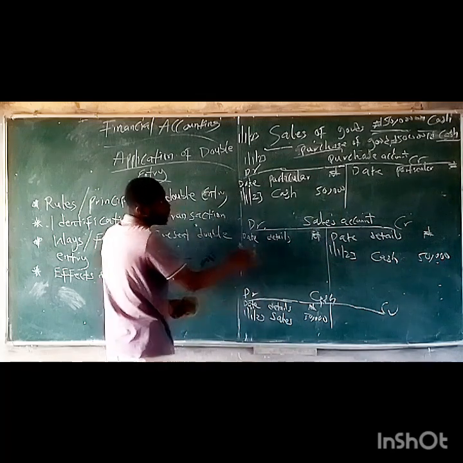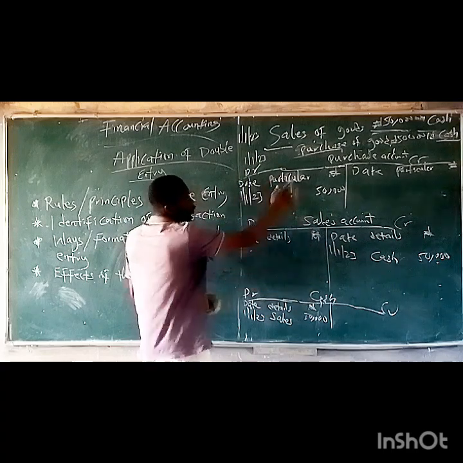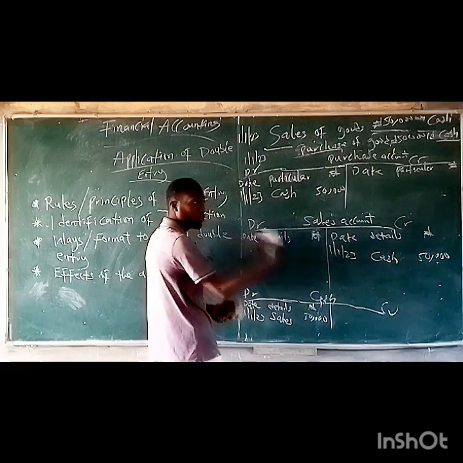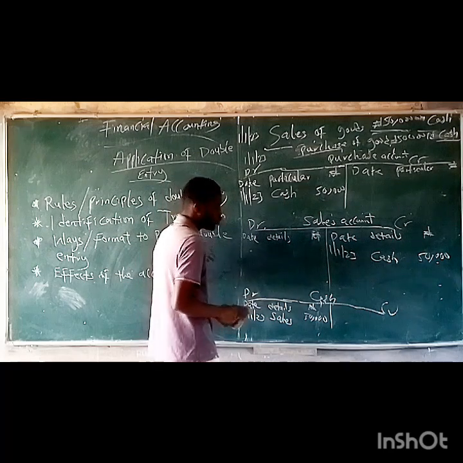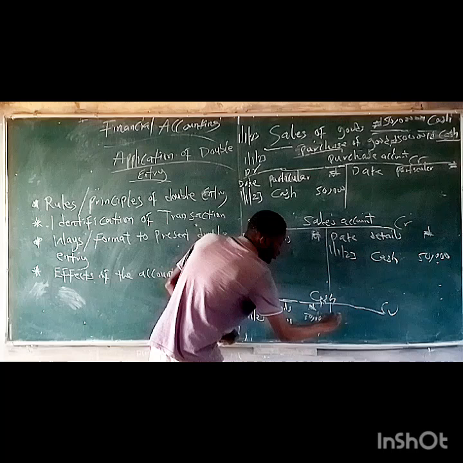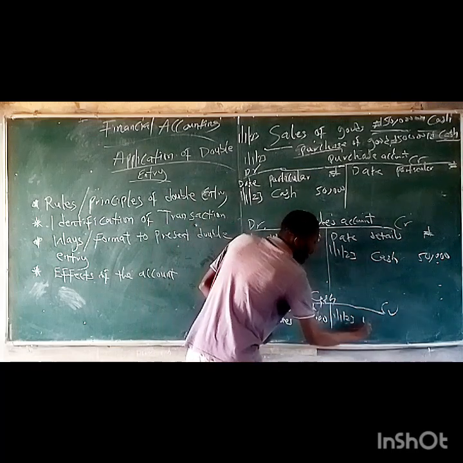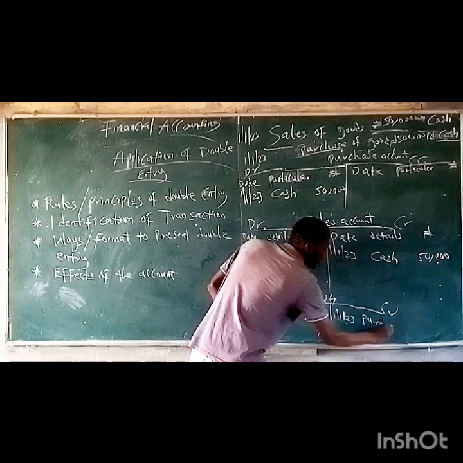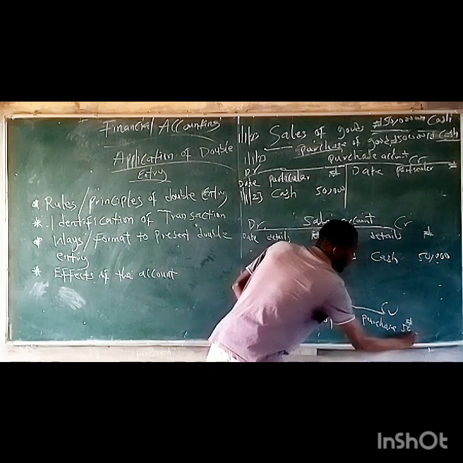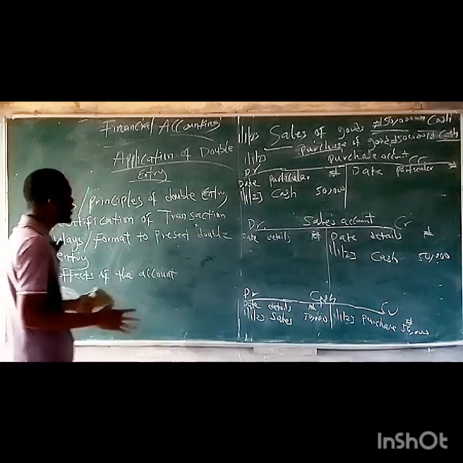Then the corresponding entry of this transaction is going to be the cash, because we know it is purchase and cash, so it will be on the credit side because the money is going out. You are paying for what you purchase. So the date is still the same day, 1st of January 23. Then the particular will be purchases. Then the value will still be what? 50,000 naira.